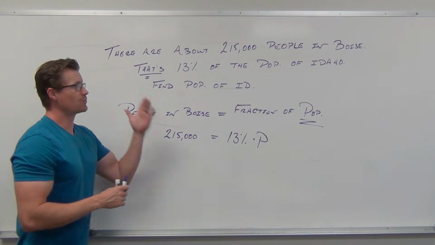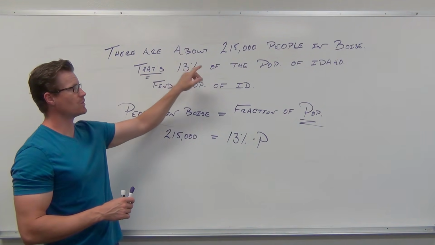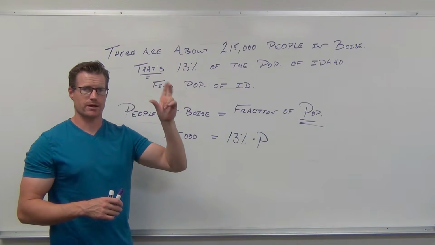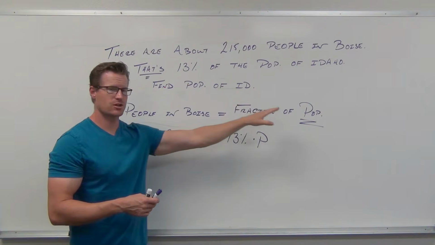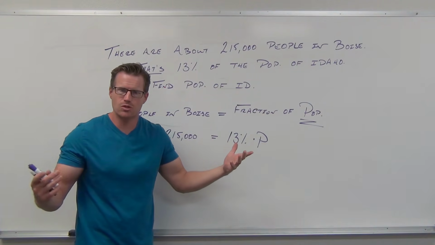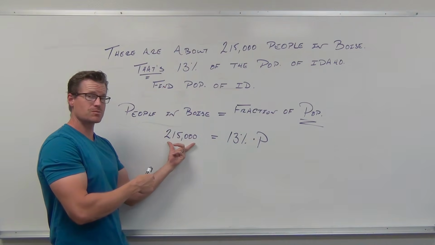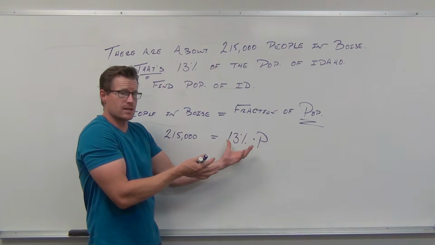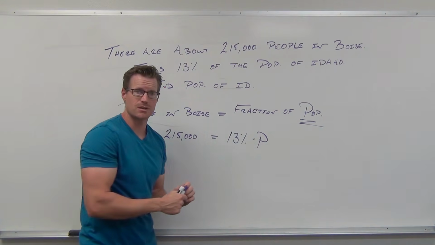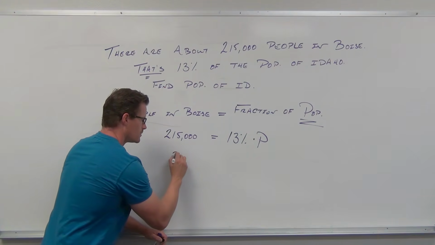So we have read this a couple times. We identified some words that mean math. That means equals, and of is a multiplier when you're dealing with fractions. So people in Boise has to equal a fraction of the population. That makes sense. That should be logical. The people in Boise are going to be a fraction of the total state. There's 215,000 people in Boise. I don't know how many in Idaho, but I know that this is 13% of that population. So let's change this to a decimal.